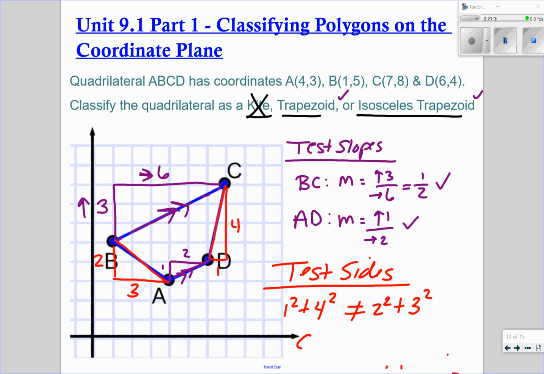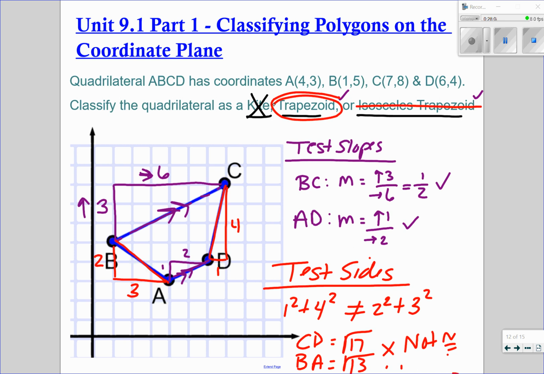Or in fact, CD would equal the square root of 4 squared plus 1 squared, which would be the square root of 17. And then BA would be equal to the square root of 2 squared plus 3 squared, or 4 plus 9, which is the square root of 13. They are not congruent. So it is not an isosceles trapezoid, and you would simply pick trapezoid. This would be acceptable work. Make sure you would be able to show this using your slopes, using Pythagorean theorem.